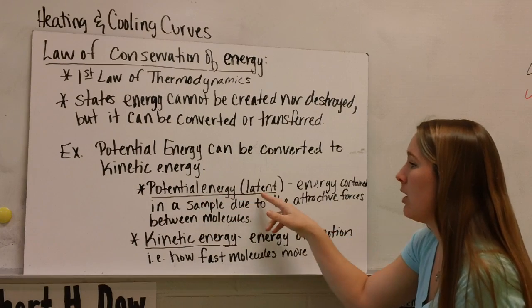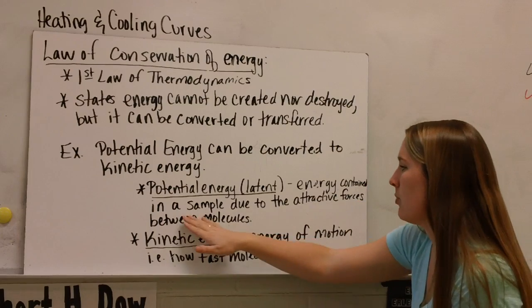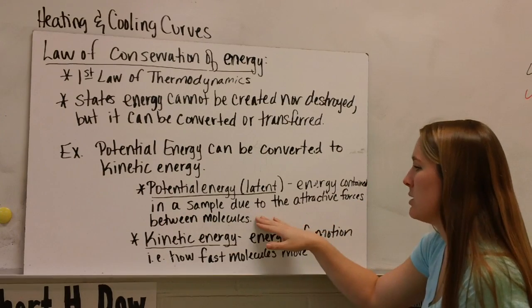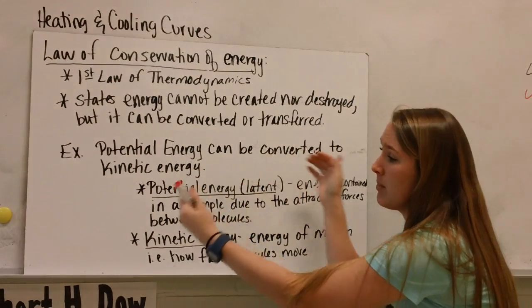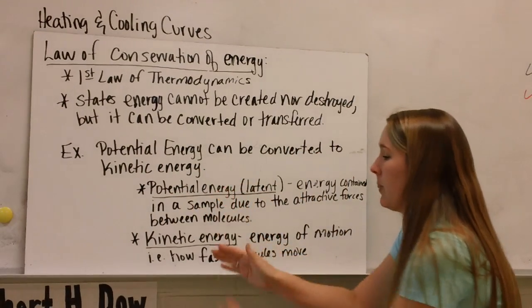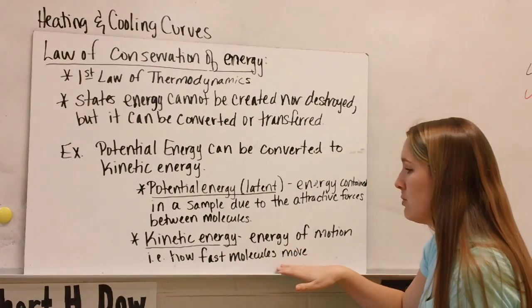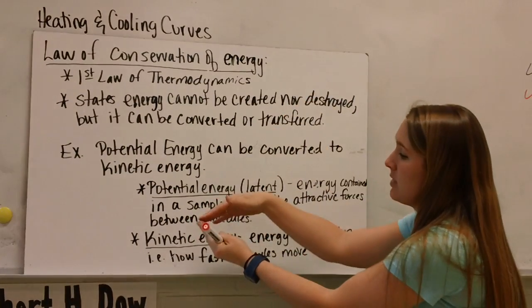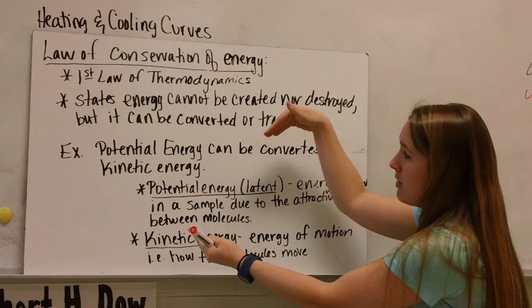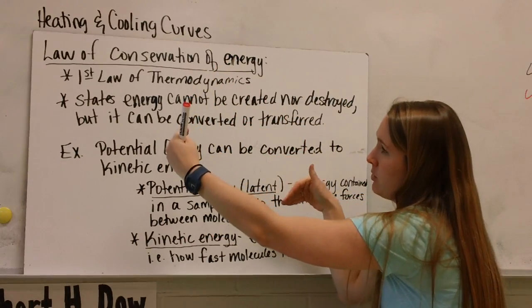Potential energy, also known as latent heat energy, is the energy contained in a sample due to the attractive forces between molecules. So that's looking at the different phases, them coming apart or coming closer together. Kinetic energy is the energy of motion, or how fast molecules move. That's why in our phase diagram, that occurred along the slope line, because we're increasing in temperature, our molecules are moving more and more, or we're decreasing in temperature and our molecules are slowing down.